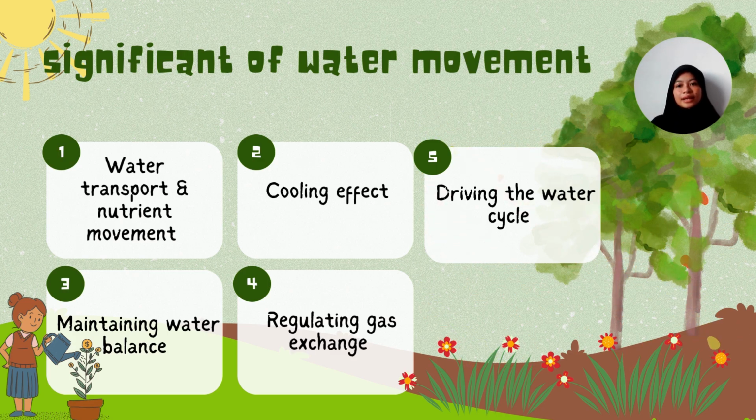And the last significance of water movement is driving the water cycle. Transpiration contributes to the large water cycle, releasing water vapor into the atmosphere, which later condenses and returns as precipitation, influencing weather patterns and local climates.